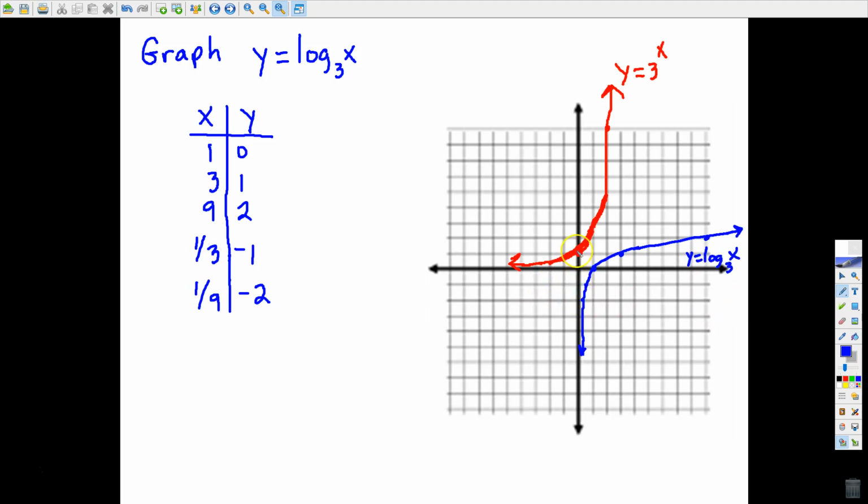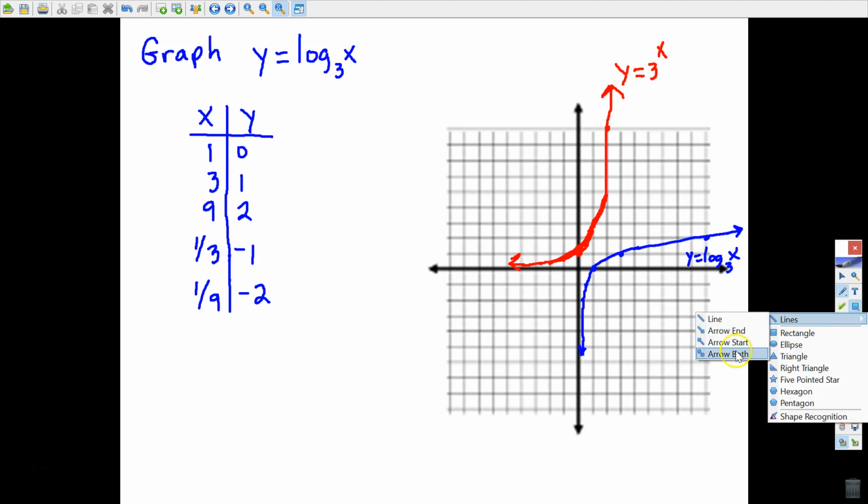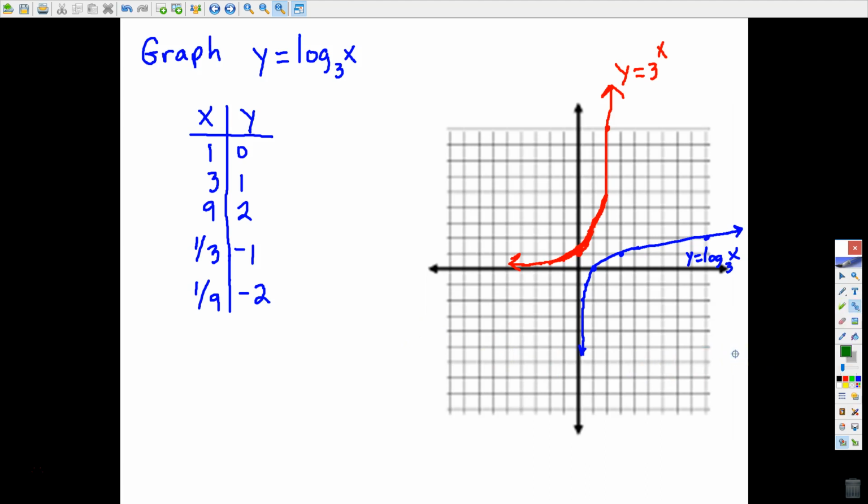A couple of things to take note of. When you do your homework, you don't have to show me the growth or decay graph in addition to the log graph. You just have to do the log graph. I just want to do it this one time to make a connection again with the line y equals x, which serves as a reflection line between a graph and its inverse.